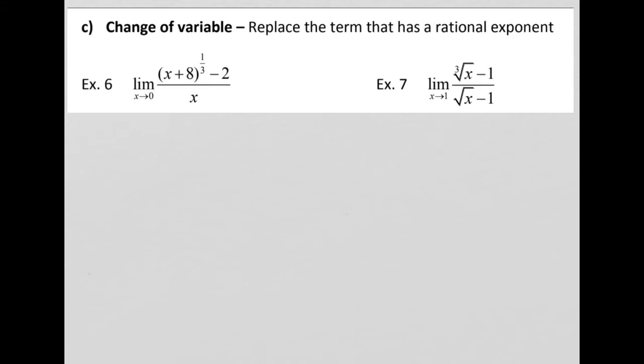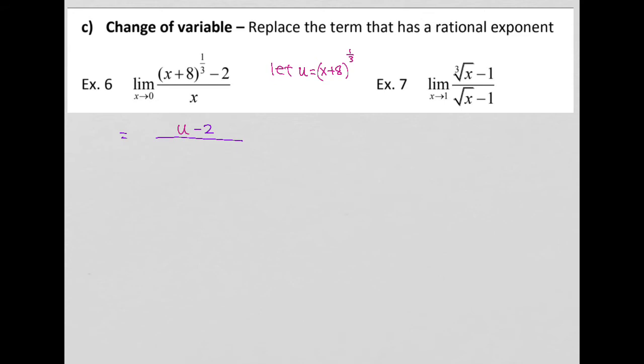Change of variable means you replace the complicated part using one of the variable. So in this case, I'm going to say let u equal x plus 8 to the exponent 1 over 3. So in this example here, I can replace the x plus 8 to the exponent 1 over 3 with a u, and that will be u minus 2. Since I change the x into u, that means I need to change the x in the denominator into u as well.